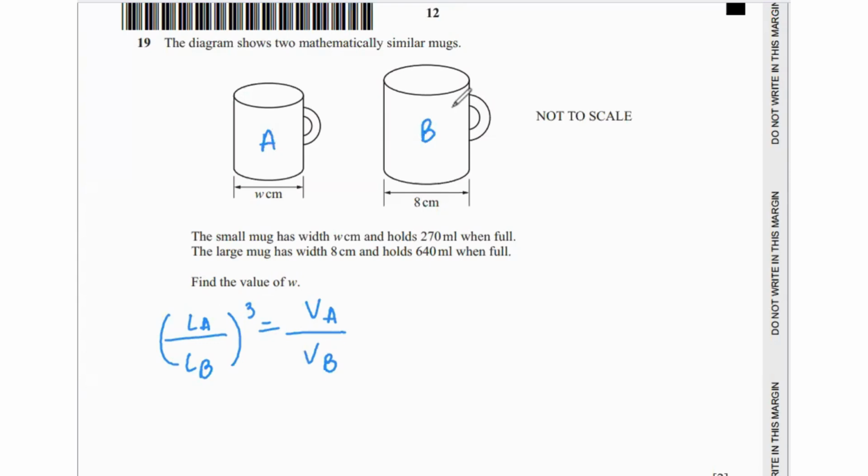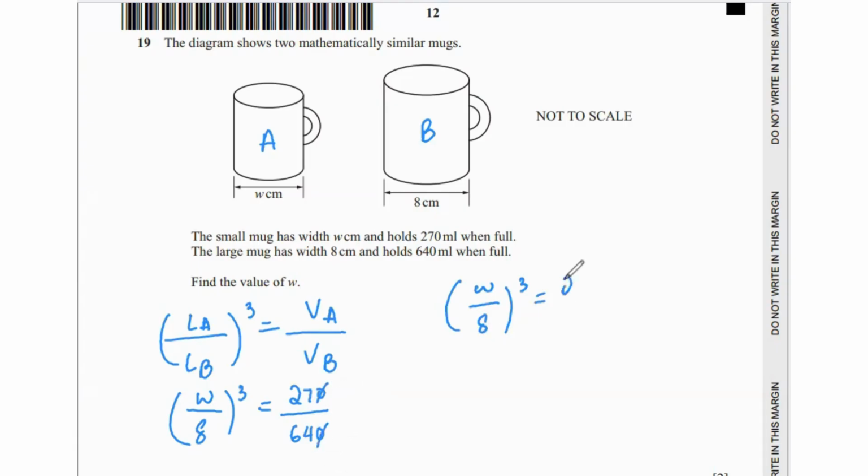If they were talking about the surface area, then what you would do is square the ratio of lengths and put that equal to the ratio of the areas. So over here, we do W over 8, whole cubed, equals 270 over 640. Let's simplify 270 over 640. The 0s get cancelled out. So we have 27 over 64. Next, I'm going to take the cube root of both sides.